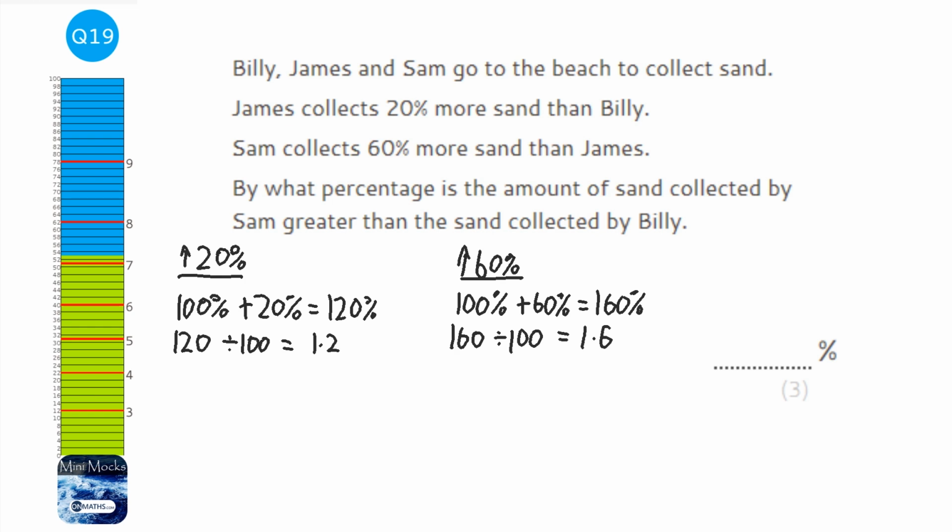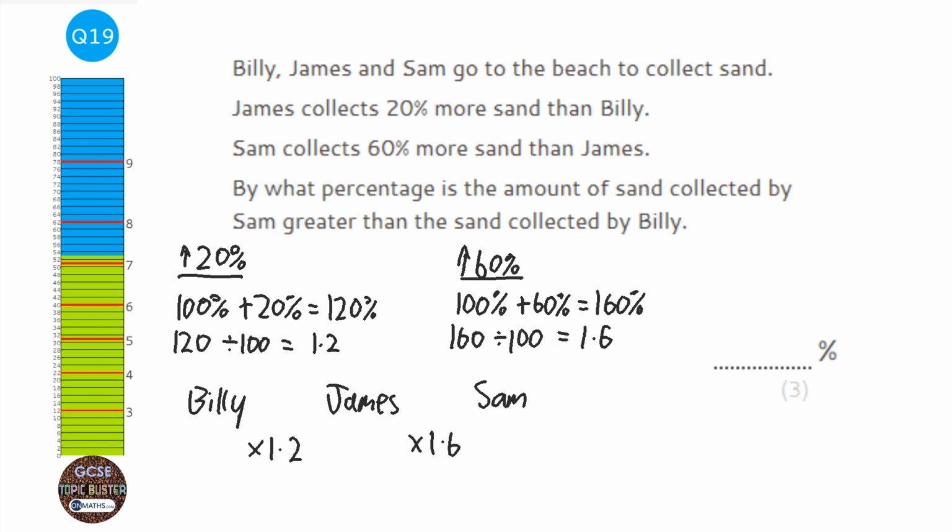So what do I do? So we've got Billy here, and James collects 20% more. So I get Billy's and I times it by 1.2 to get James's. Then we've got Sam, who collects 60% more. So I get James's and I times it by 1.6 to get Sam's. So in total, I'm doing times 1.2 times 1.6. So let's just do that as one multiplier. So 1.2 times 1.6, I get calculator, 1.2 times 1.6, and I get the answer of 1.92.